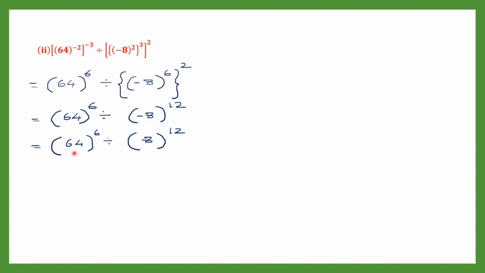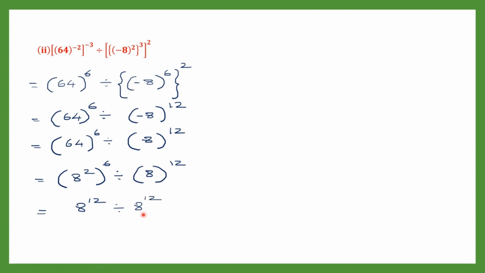Now here what we can do is we can change this to a base that is 8 because we already have 8 here. Now 64 is 8 into 8, that is 8 to the power of 2. So this is 8 to the power of 2, and now this whole thing is raised to the power of 6 divided by, this is already 8 raised to the power of 12. So now here what we can do is we can multiply these powers using the power law. So now here we get 8 raised to the power of 2 sixes are 12 divided by 8 raised to the power of 12.